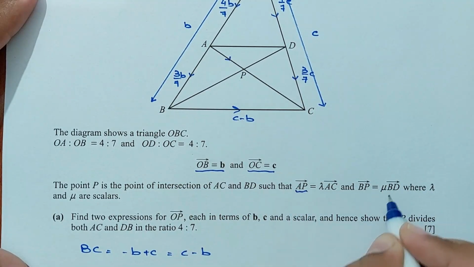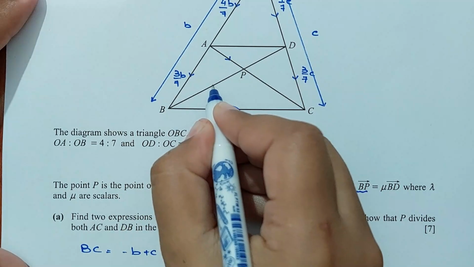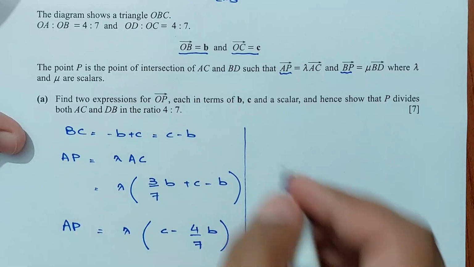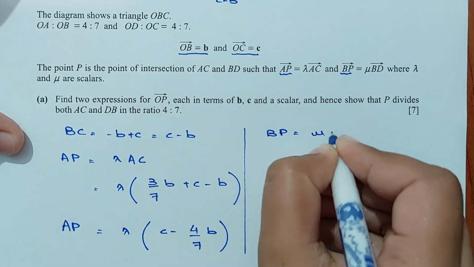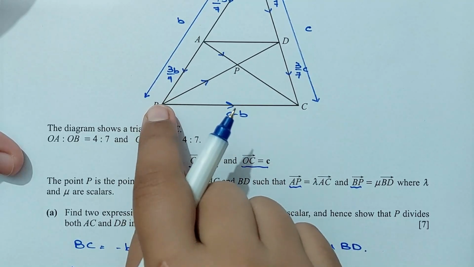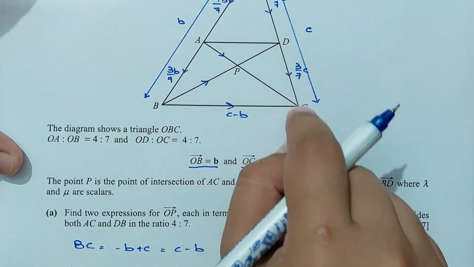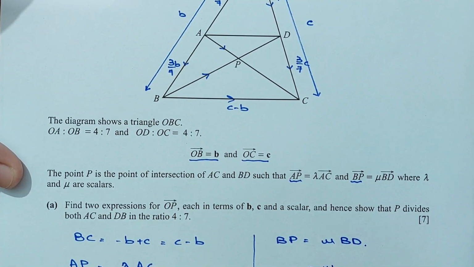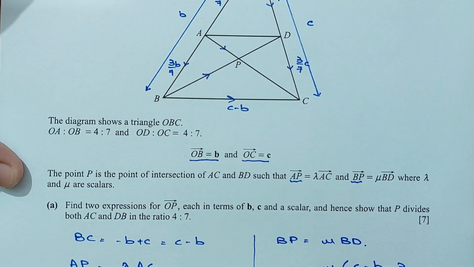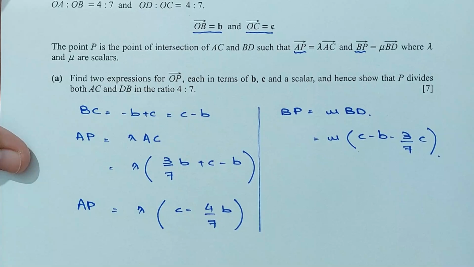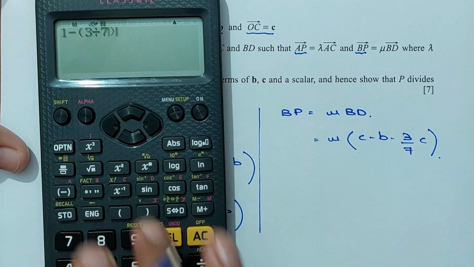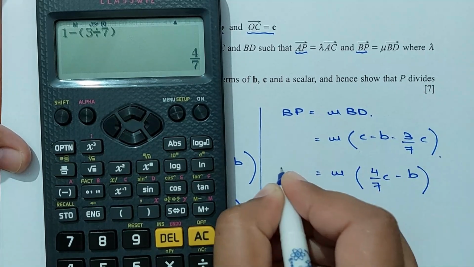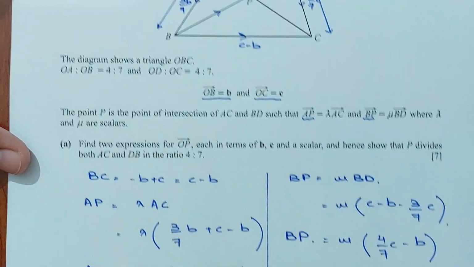We have AP now. Now let me solve for BP. Okay, B to P is mu times of BD. BP is mu of BD. So what is BD? B to D is this and this. You have this is negative. C to D. DC is 3 by 7 C. It's negative. So mu, we have C minus B and minus 3 by 7 of C. Okay. Now the C coefficients are 1 minus 3 by 7, 4 by 7. This is mu times 4 by 7 of C minus B. This is B to P. Alright. Now we have AP and BP.